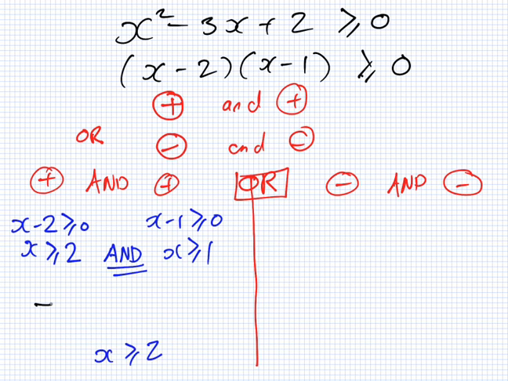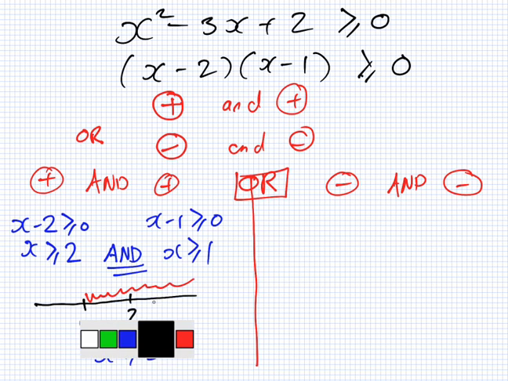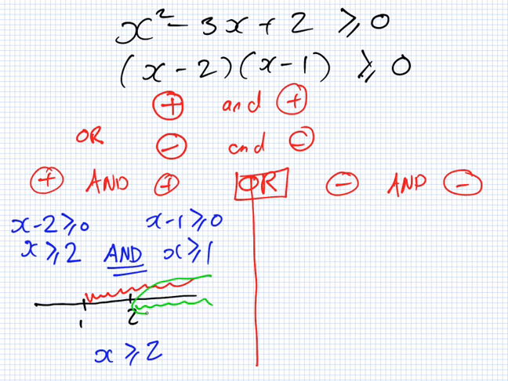So here is our number line. If here's 1 and here's 2, I need x to be bigger than 1, and I need x to be bigger than 2. The only way I can have both to be true at the same time is if x is bigger than 2. So this answer over on the left is saying x is bigger than 2. That's what I get. But there's a second answer, or both negative.